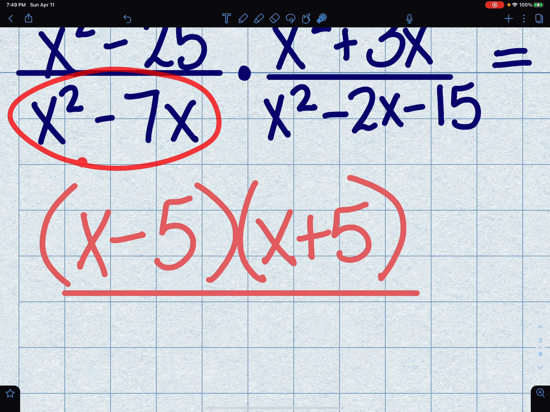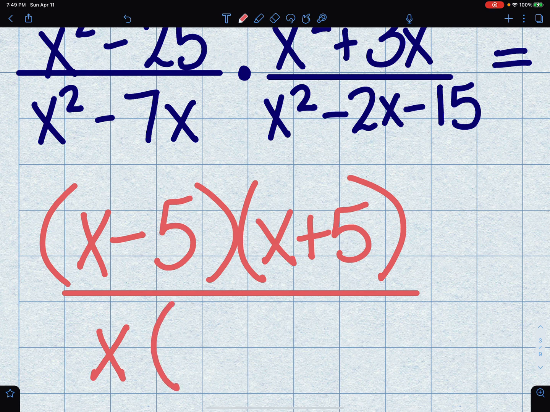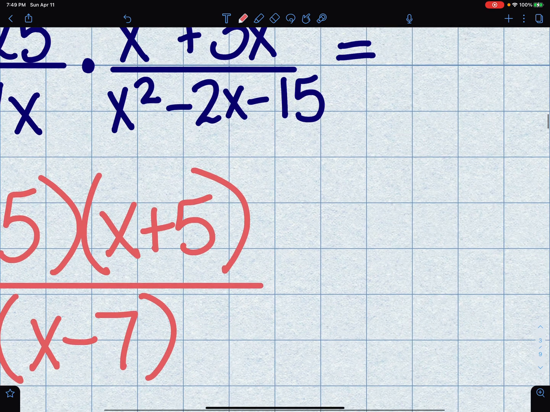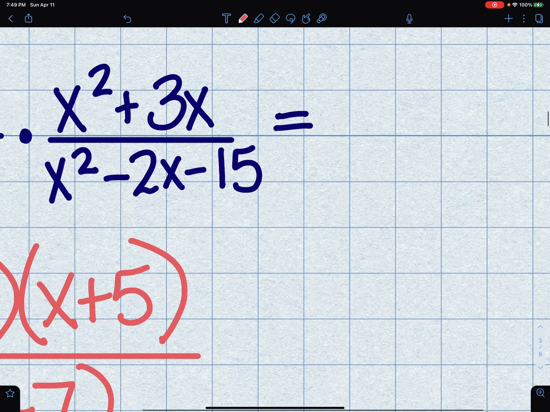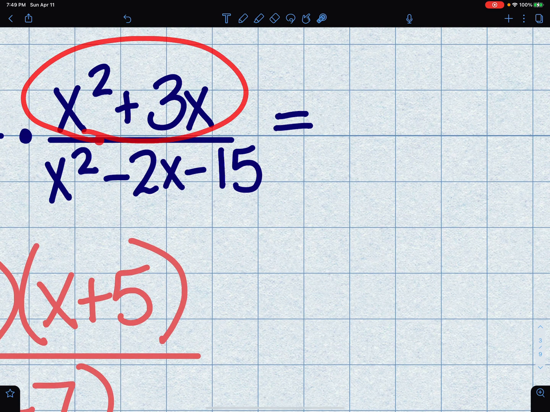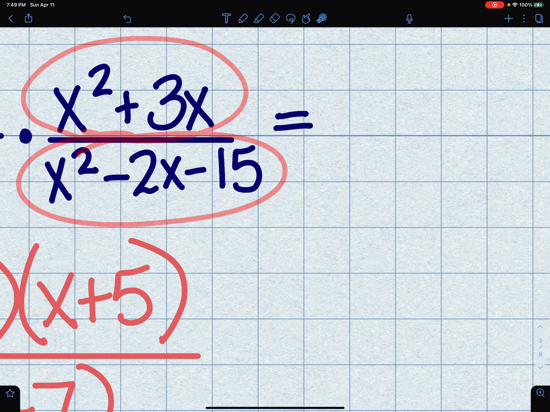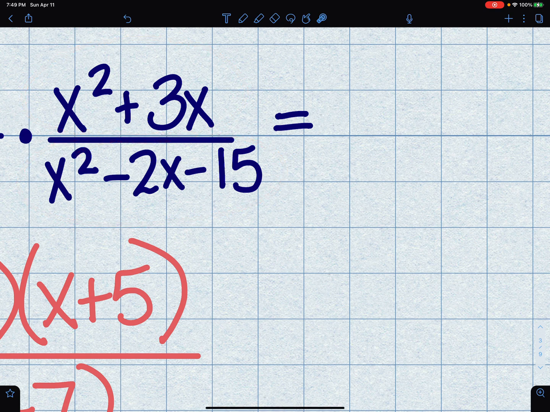X squared minus 7x. So to simplify that, you can take an x out, and then you would have x and x minus 7. Easy peasy, right? Okay, now let's look at this one. This is the second ratio that they want you to consider and multiply it by. So here, I'm just going to put a dot for times.